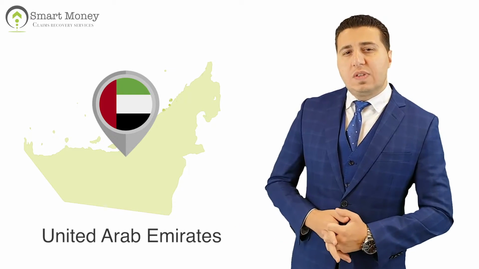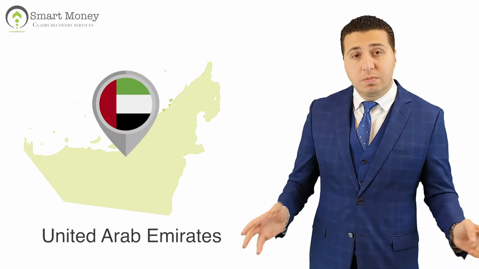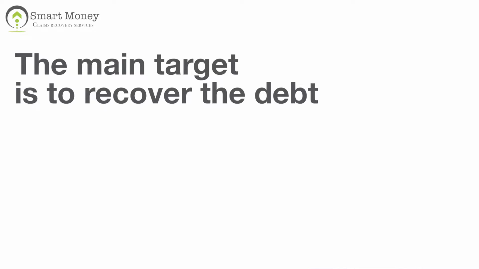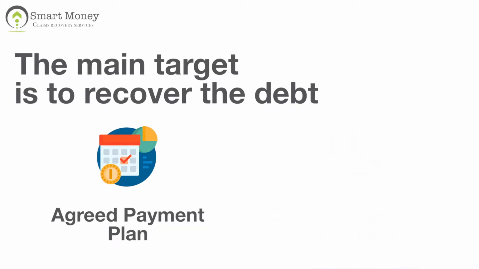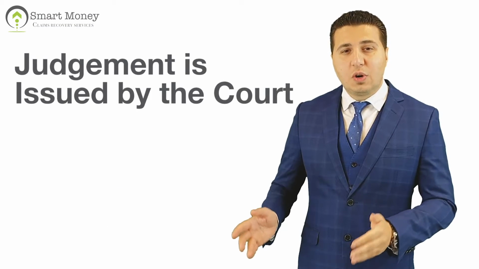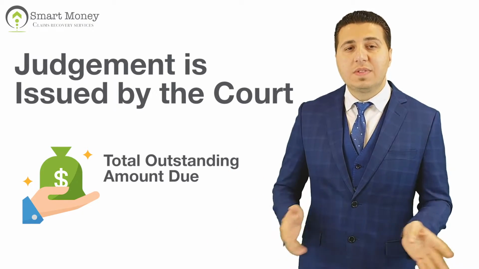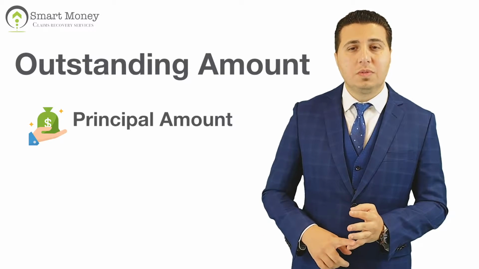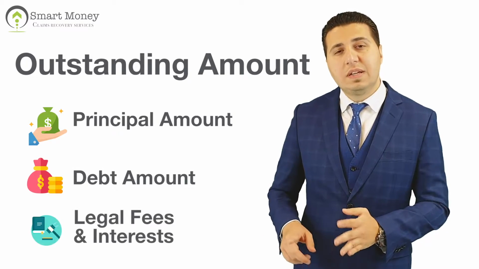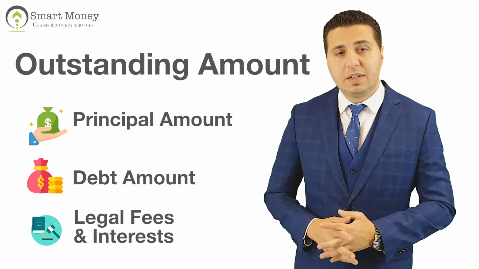The government authorities have solutions available for different types of cases which can also help recover debt. The main target is to recover the debt, either by agreed payment plan or by court judgment execution. If the case goes to court and judgment is issued against the debtor, the judge will declare the total outstanding amount due. The outstanding amount includes the principal amount, the debt, plus the legal fees and interest. These fees must be paid by the debtor directly.